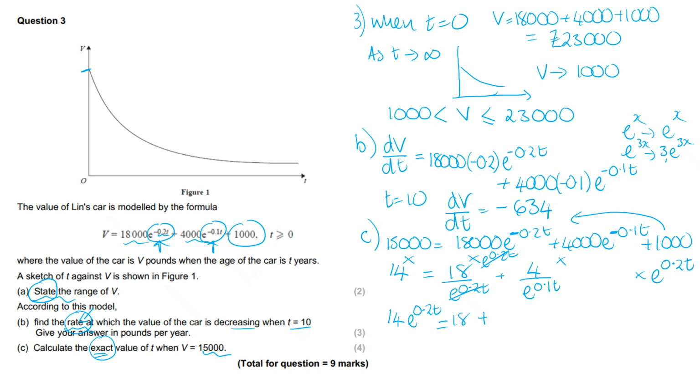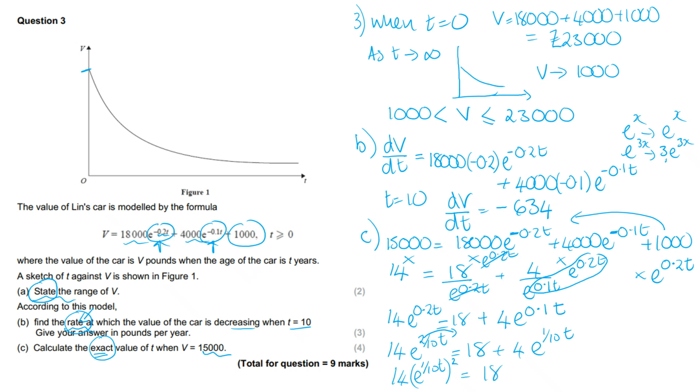And then here I'll have times e to the 0.2t, and then using our rules of indices, you take them away. So 0.2t minus 0.1t will just be 0.1t. So this will be 4e to the 0.1t. And now what I'm going to do, instead of thinking of that as 0.2t, if you think of it as 14e to the 2/10 t is equal to 18 plus 4e to the 1/10 t. I've actually got a disguised quadratic because you can take that 2 out. This is 14 times e to the 1/10 t all squared is equal to 18 plus 4e to the 1/10 t.